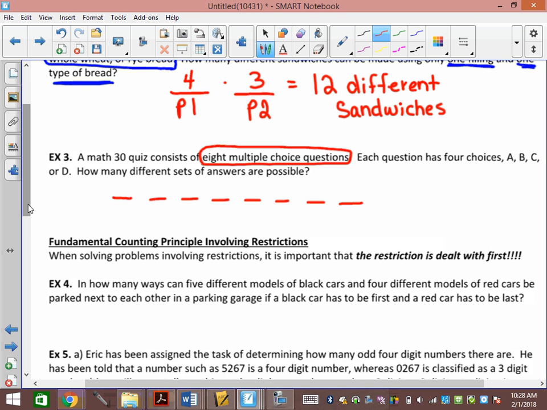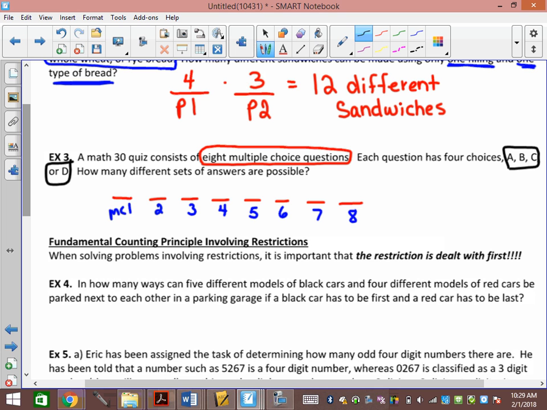Below it, you could put MC1, 2, 3. So these represent the different multiple choice questions. Then each question has 4 choices, A, B, C, or D. How many different sets of answers are possible? So what would we do? How much would be in each blank? How many options for each one?